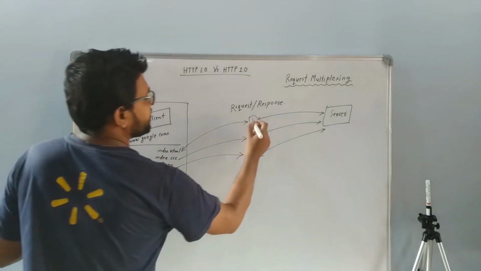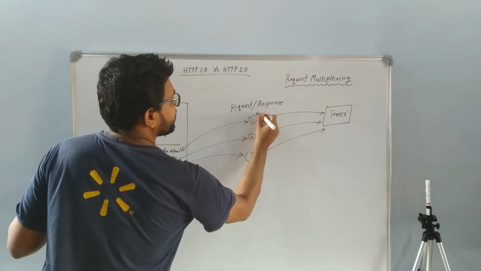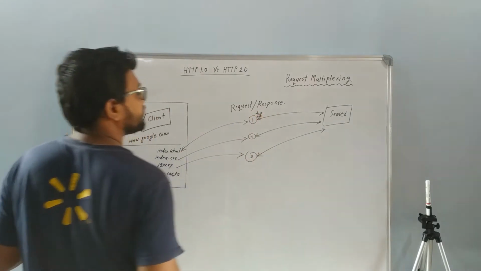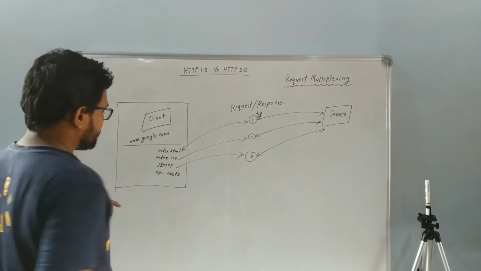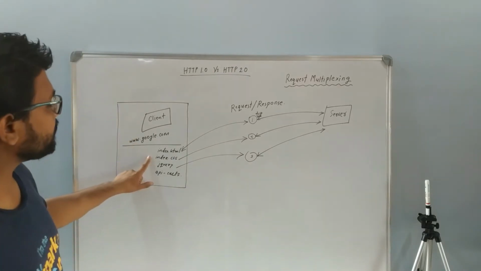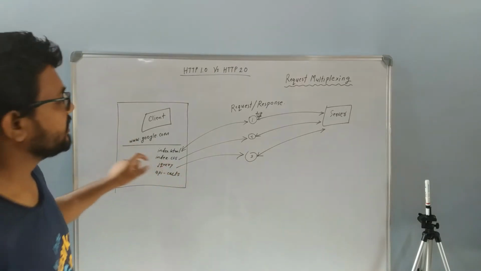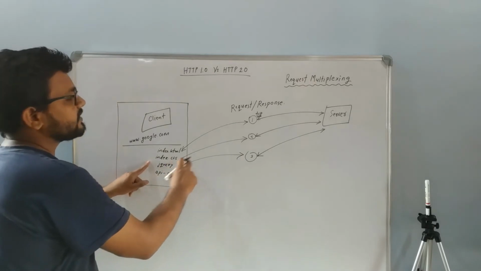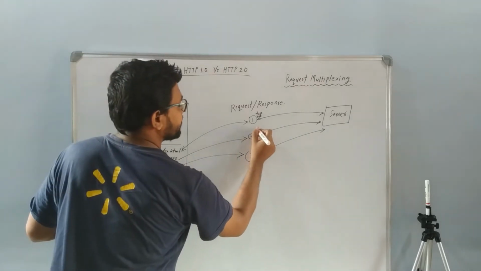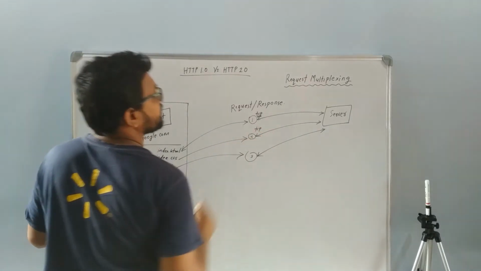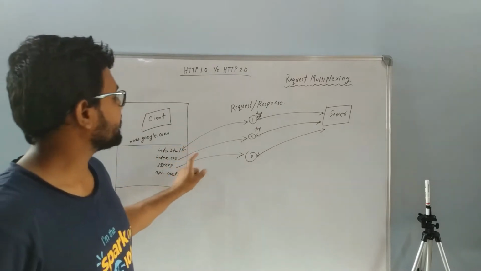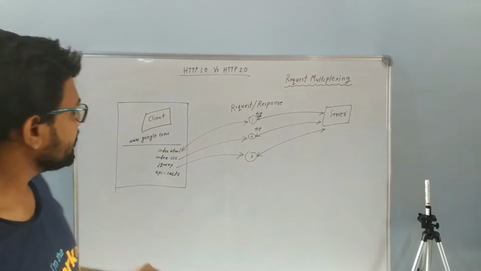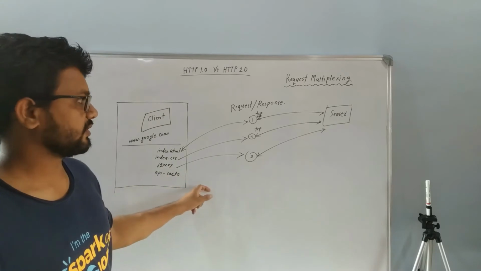So this is basically a TCP connection. This is the first TCP connection. Now let's say the client wants the index.css as well. So another TCP connection gets created, and the HTTP request gets sent to the server. Similarly for the other resources.